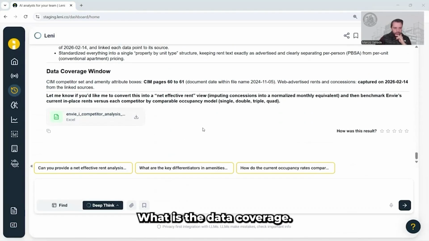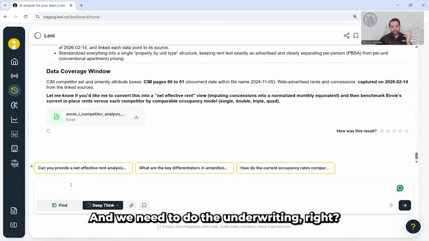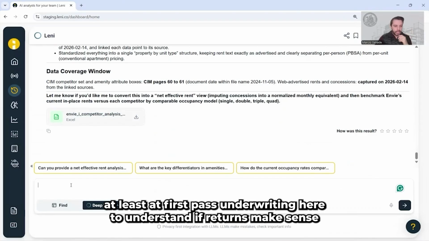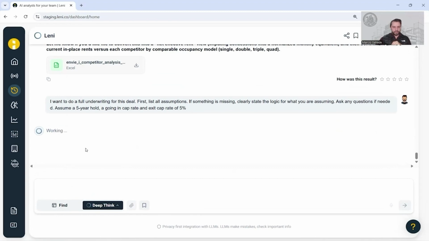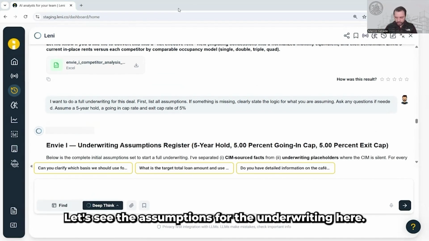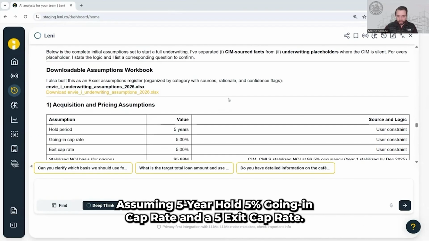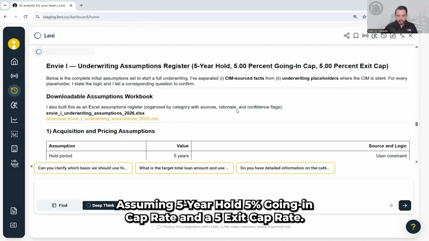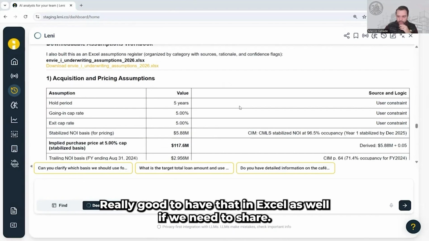What is data coverage? Okay, let's go one step further now. And we need to do the underwriting, right? At least the first pass underwriting here to understand if returns make sense. Okay, here we go. Let's see the assumptions for the underwriting here. Okay, assuming a 5-year hold, 5% going-in cap rate, and a 5% exit cap rate. It brought everything again to an Excel file. Really good to have that on Excel as well if we need to share.